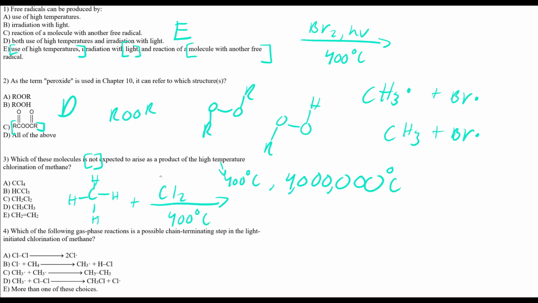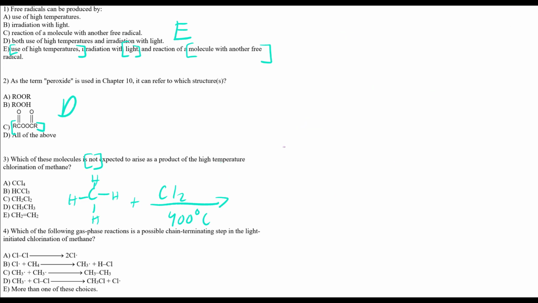So what could be a product? Okay, let's erase everything over here. What we do here is just write out the methane, and we can remove a hydrogen. So if we remove one hydrogen and replace it with a chlorine, this is a possible product. Yeah, so that's a product right there.